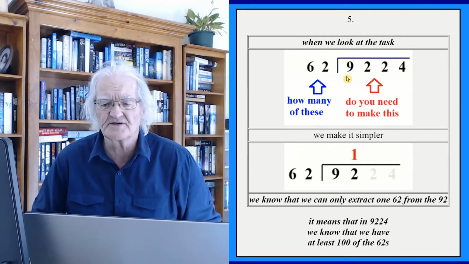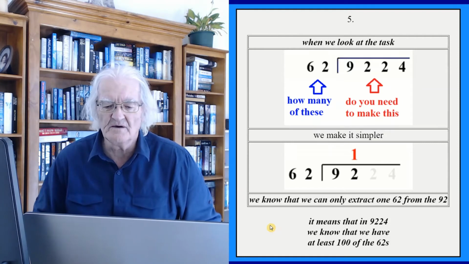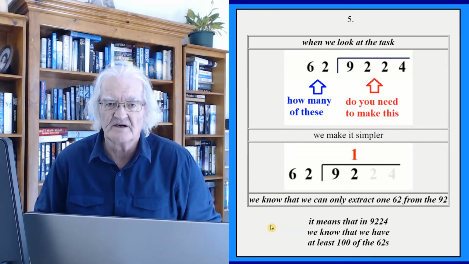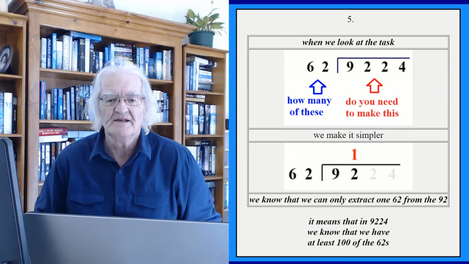We take the first 2 digits, so we're effectively looking at 9,200. But the way we view it, how many 62s are there in 92? And we know that we can extract only 1 62 from the 92, and we write that in our working here. It means that in 9,224, we know we have at least 100 of the 62s. Now, there may be more.